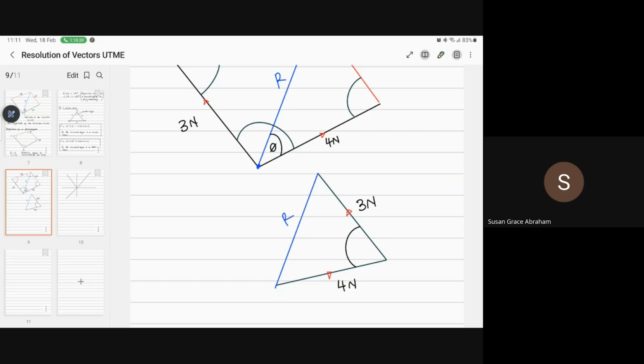All right. So that said, you could see how we formed a triangle from our parallelogram law.